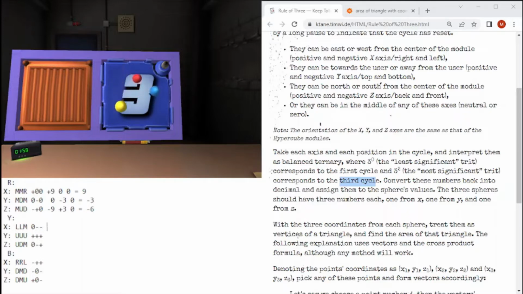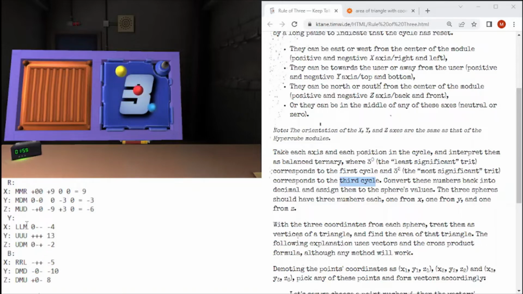And so I'll run through the rest of these pretty quickly. So minus 4, plus plus plus is 13, 0 minus plus is negative 2, and then minus plus plus gives us minus 5, minus 0 minus is minus 10, and plus 0 minus is 8. And so then each one of these sets of 3 numbers, 9, negative 3, negative 6, that gives us a set of 3 coordinates.